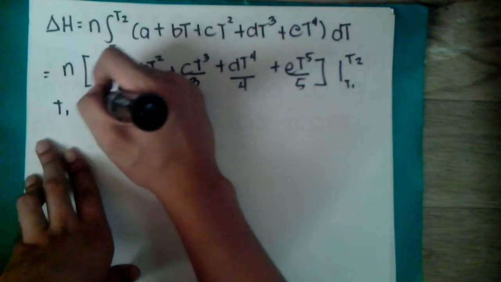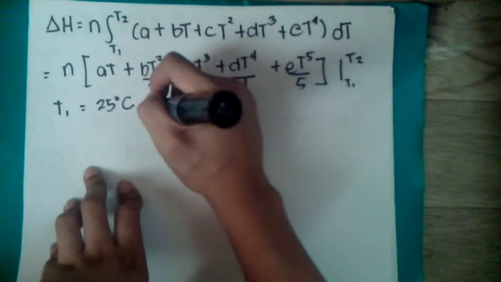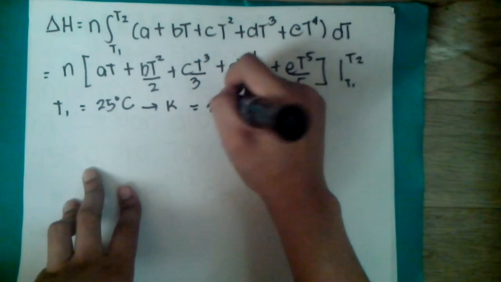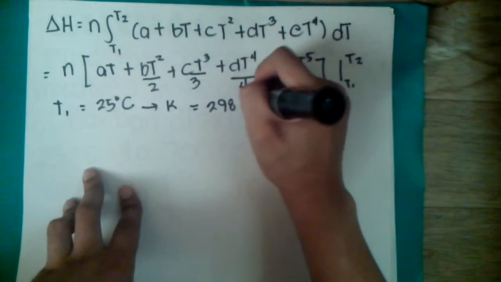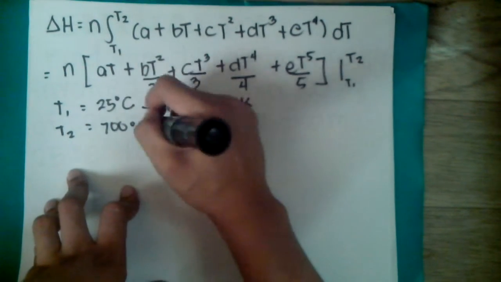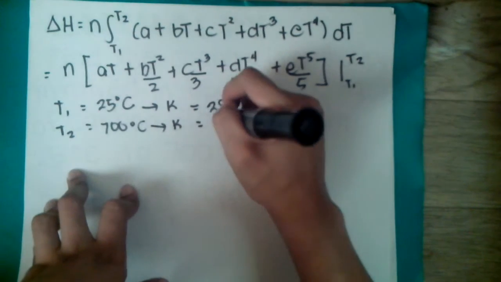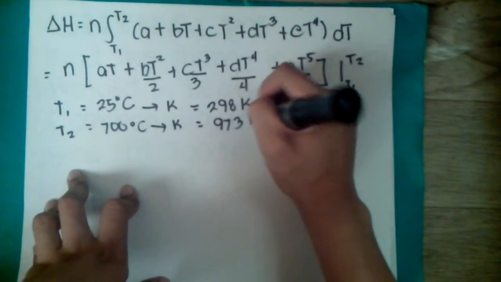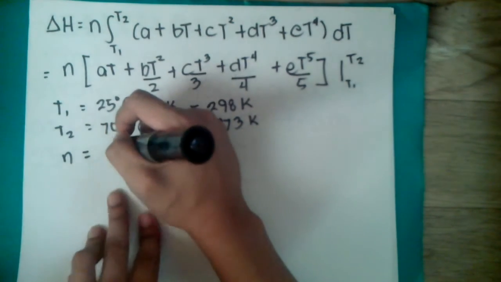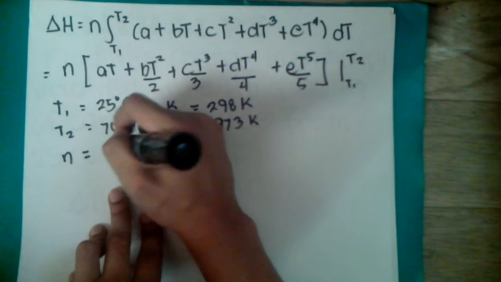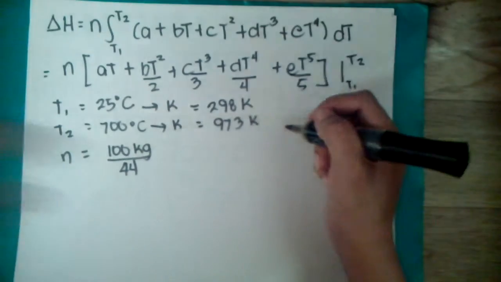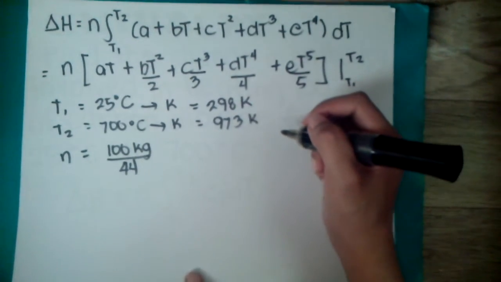Our T1, which is equal to 25 degrees Celsius, we need to transform into Kelvin. That would give us 298 Kelvin. Our T2 is 700 degrees Celsius. Transform that into Kelvin, that would give us 973 Kelvin. For the number of moles, we are given 100 kilograms. So to get the number of moles, we just have to divide 100 kilograms by 44, which is the molecular weight of carbon dioxide.